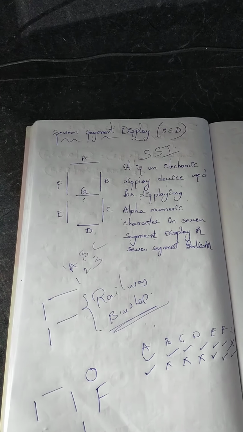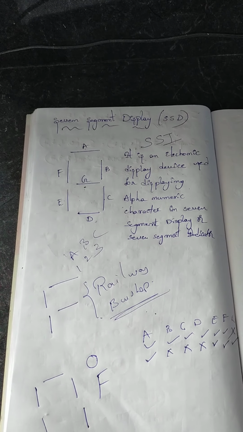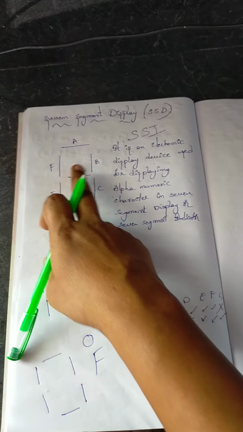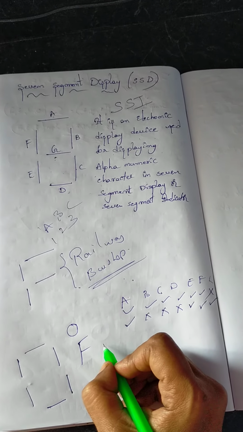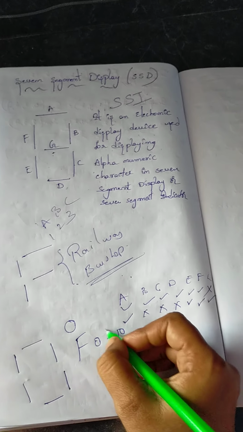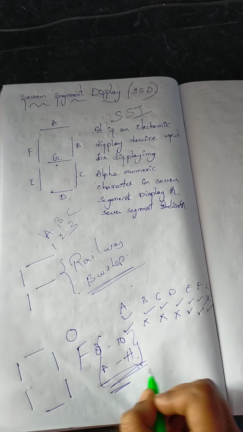So we can display any alphanumeric characters, either letters A, B, C or any number, by using this 7 segment display. Your work is to write 0 to 10 and A to H for this 7 segment display and send me a message. Thank you.